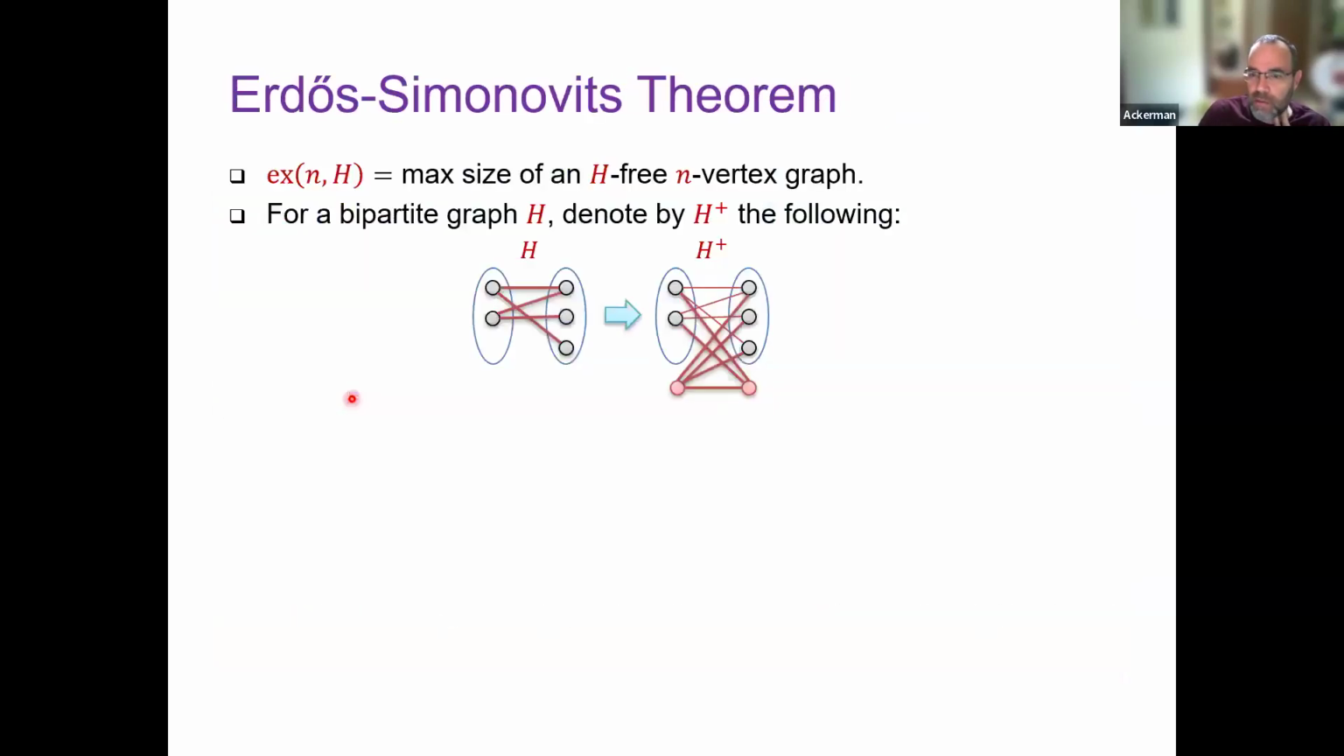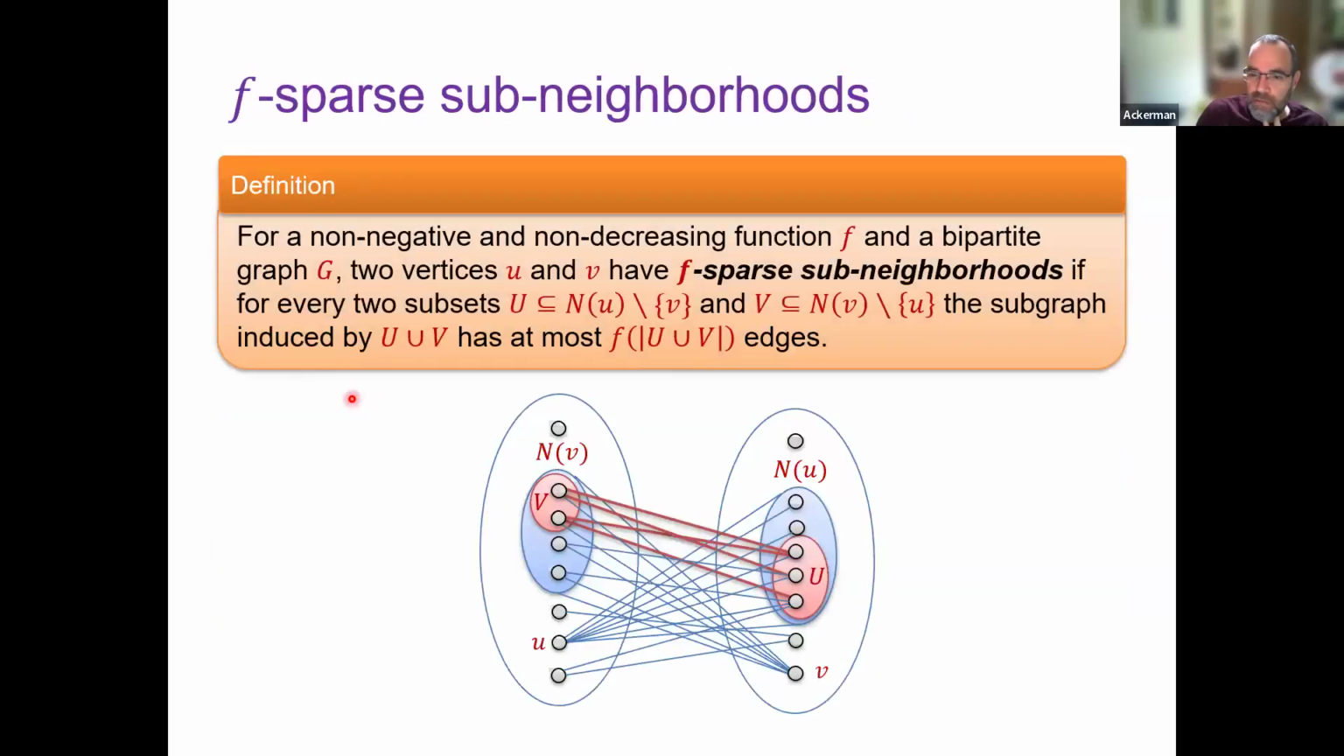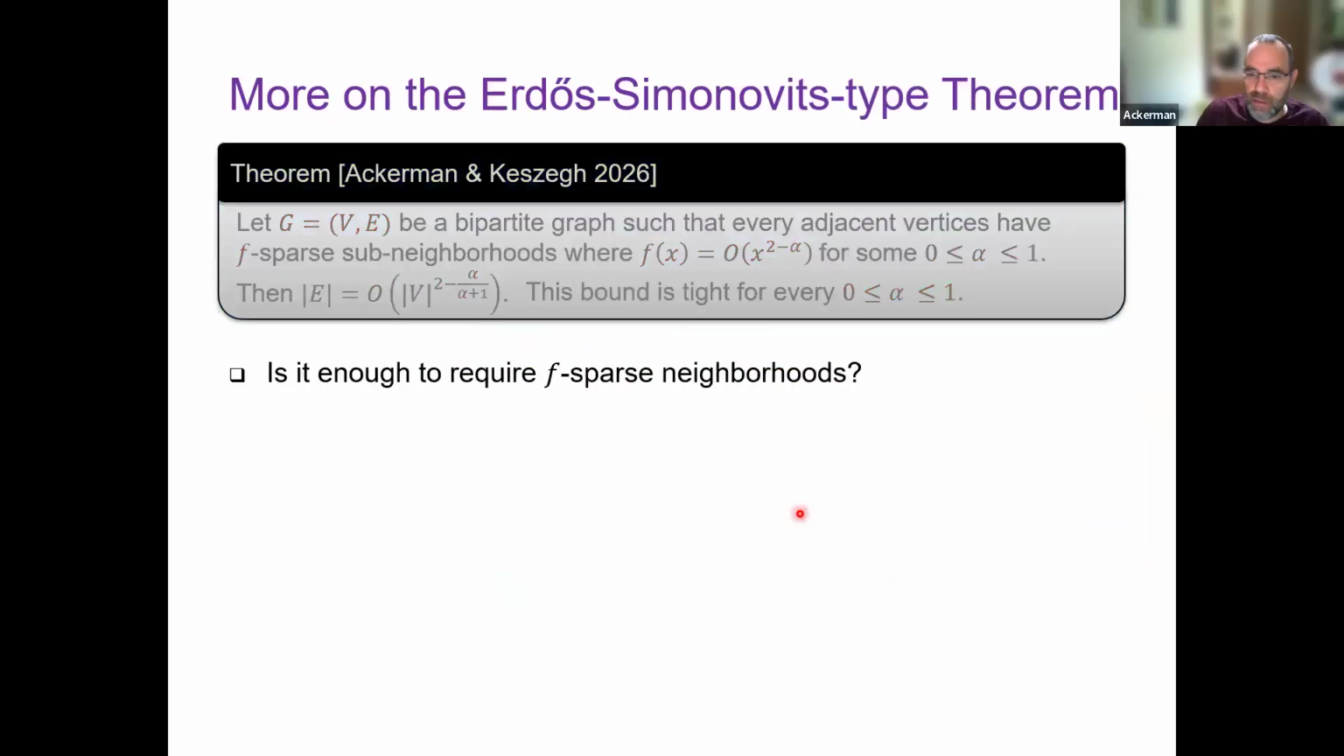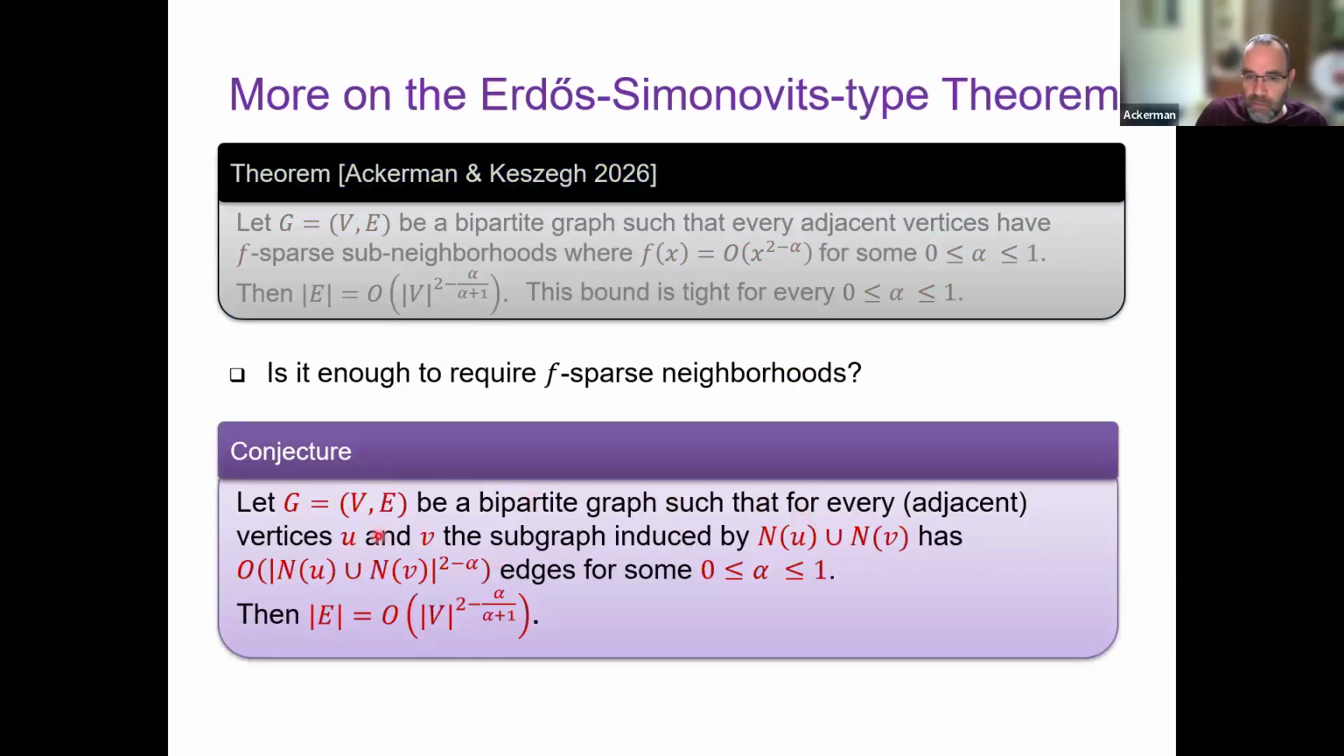So if I go back to this definition, it's enough to consider the neighbors of V and the neighbors of U, not every subset of their neighbors. If you have this property for the neighbors of U and the neighbors of V, it doesn't imply that it holds for every subset, but we believe that this is enough to have the same result. So I write it here as a conjecture. It's enough to consider the sparseness between the neighborhoods and not consider every sub-neighborhood.